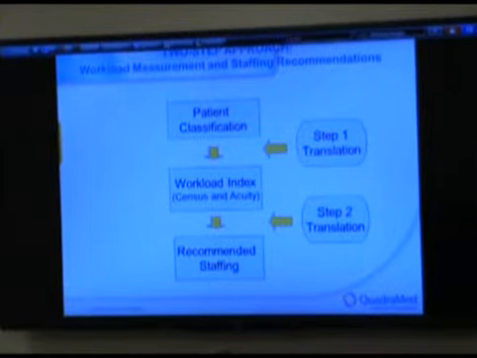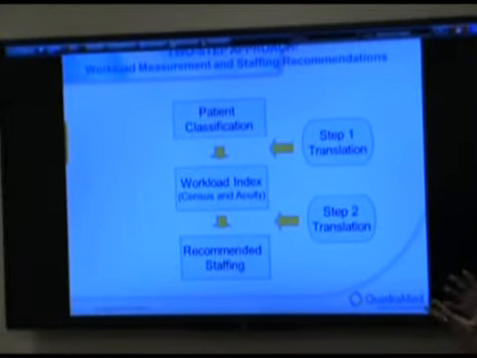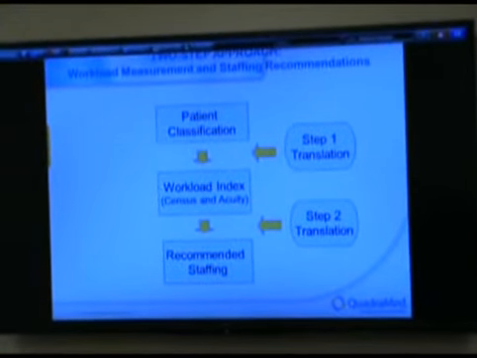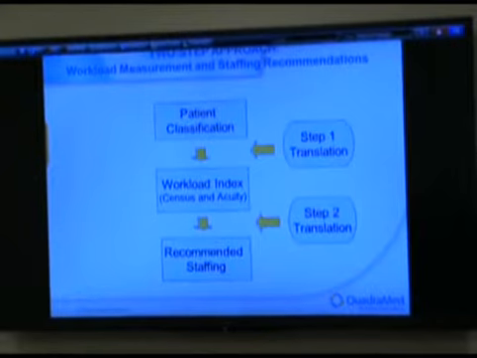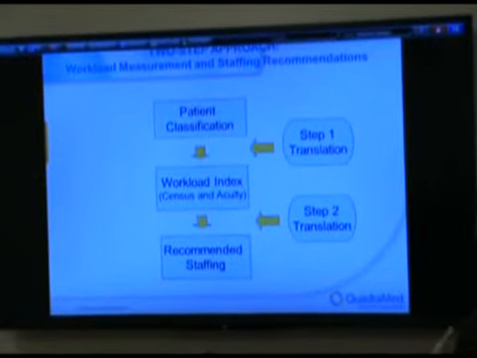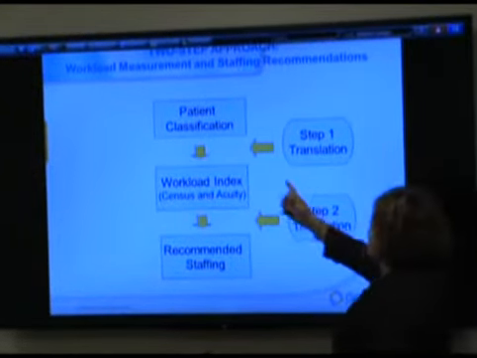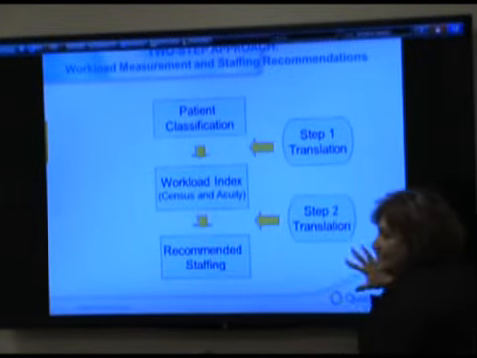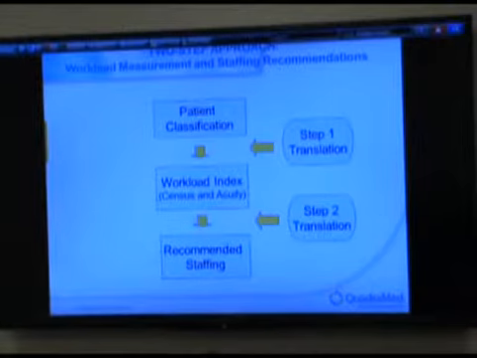So the workload measurement and staffing recommendations come from two steps. The first is patient classification. That is using the indicators. From that we get census and acuity. And then the second step is taking this workload index and translating it into staffing recommendations. And that is a customization piece. Everybody uses the same set of indicators, but the customization piece is geared towards each organization.